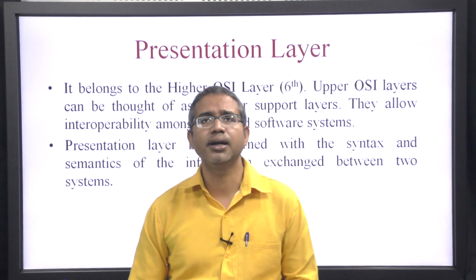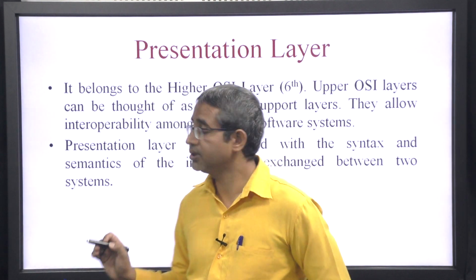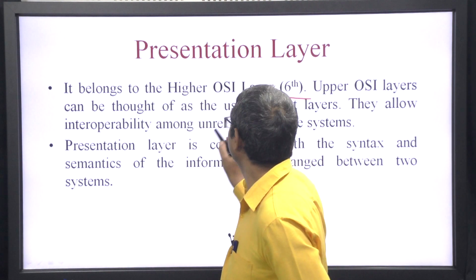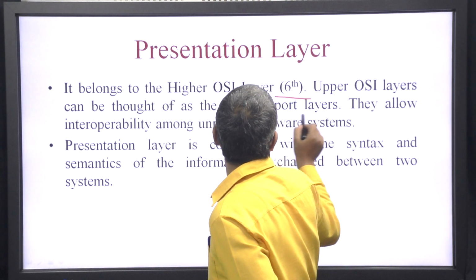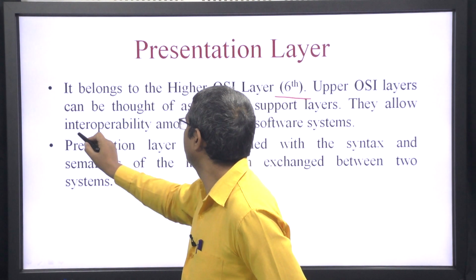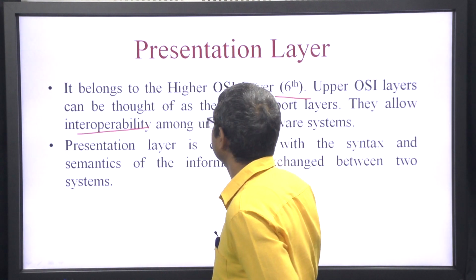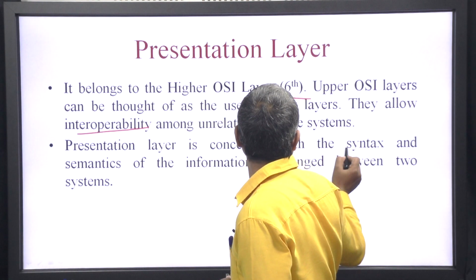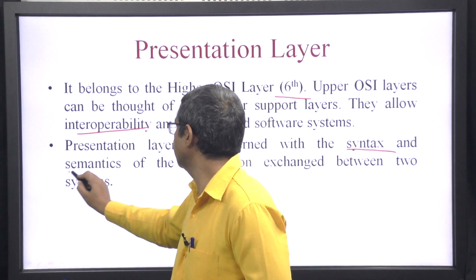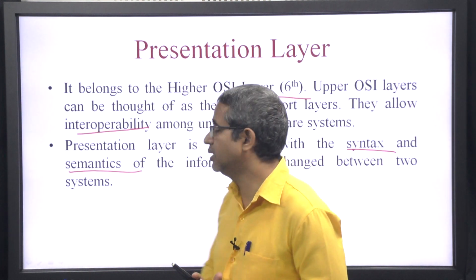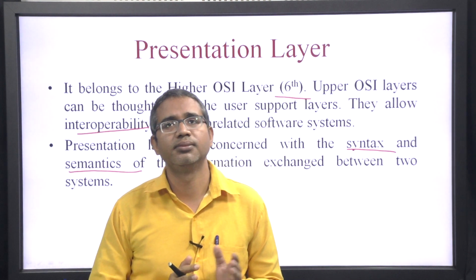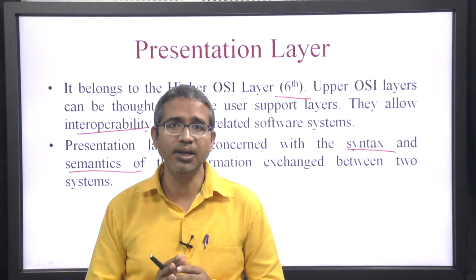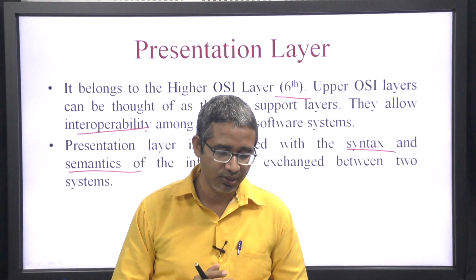The presentation layer belongs to the higher OSI layers. It is the sixth layer of the OSI model, and the upper OSI layers can be thought of as the user support layers, and they allow interoperability among unrelated software systems. The presentation layer is concerned with the syntax and semantics of the information exchanged between two systems.